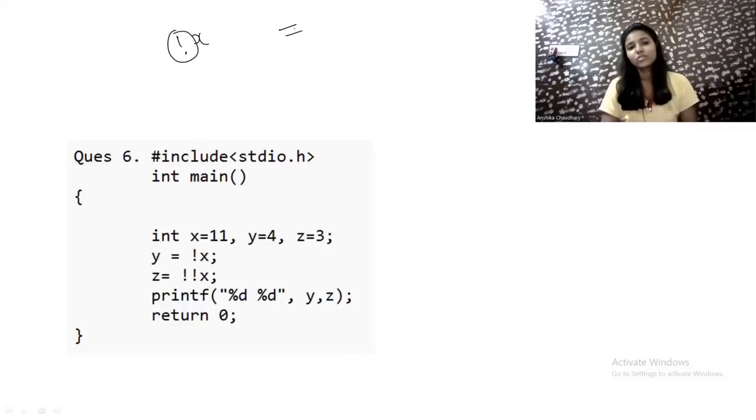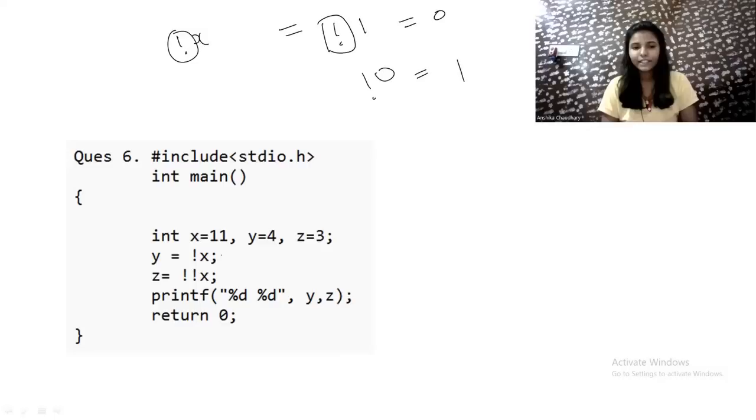If a value is non-zero and if we perform the not operation on this, it will give 0. Like if it is 1 and there is a not operator in front of this 1, it will be 0. Okay, and if it is 0 and we perform the not operation on this, then this will be 1.